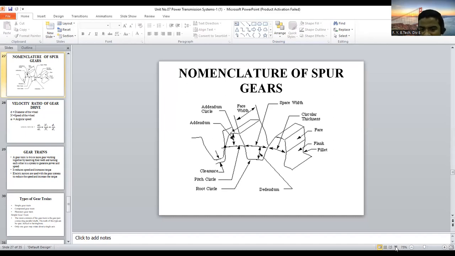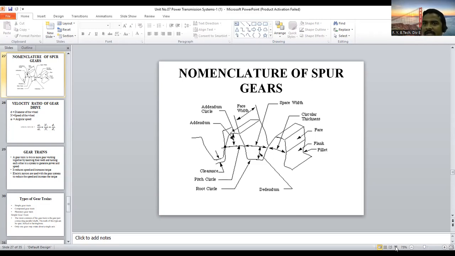So dedendum means what? The distance between the pitch circle and the bottom of the tooth. That is the dedendum. The terminology लक्षात ठेवा. Then from the pitch circle to the top of the teeth, it is called addendum. Then whatever circle is drawn from the top of the teeth, the top of the teeth पासून जे सर्कल काढलं, that is called addendum circle. आणि बॉटम ऑफ द टीथ पासून जर सर्कल काढलं, that is called dedendum circle.